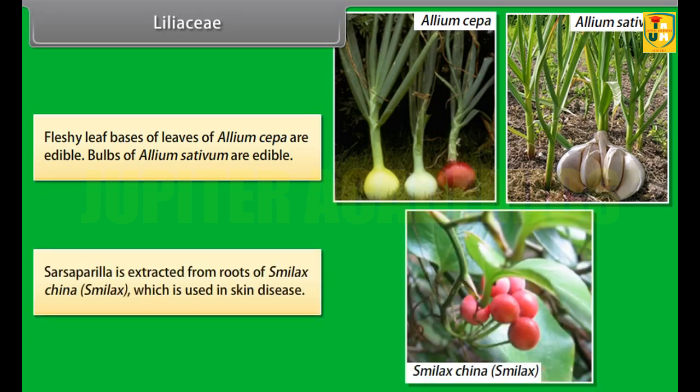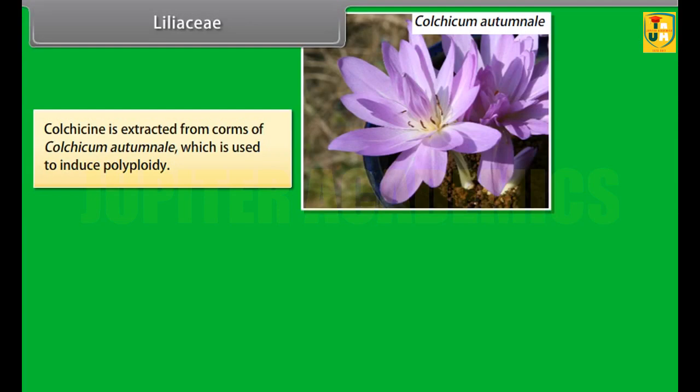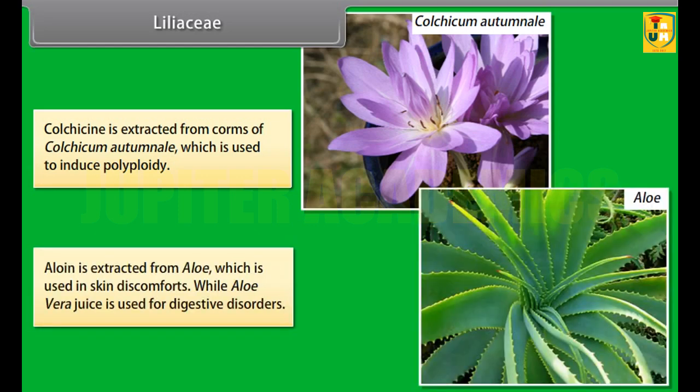Sarsaparilla is extracted from roots of Smilax china, which is used in skin disease. Colchicine is extracted from corms of Colchicum autumnale, which is used to induce polyploidy. Aloin is extracted from aloe, which is used in skin discomforts, while aloe vera juice is used for digestive disorders.